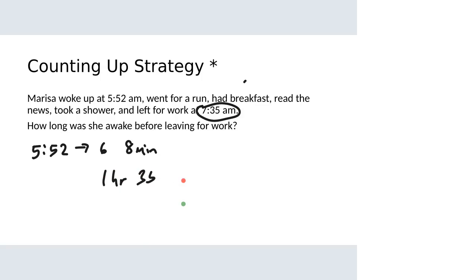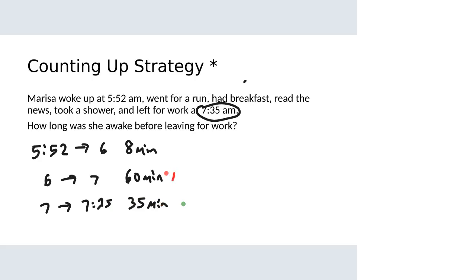Another way to go here, maybe a little more explicit, and I probably should have done this one first, is to go from 6 to 7, and that's 60 minutes. And then I need to get from 7 to 7:35, and that's 35 minutes. When I put all this together, I've got 1 hour, and then 35 and 8, that's 43 minutes. We end up with an hour and 43 minutes. The reason this is called the counting up strategy is that's kind of what we were doing there. We're just counting it. I'm counting up to 6, counting up to 7, counting up to 7:30.